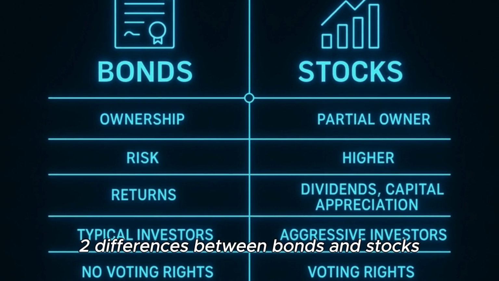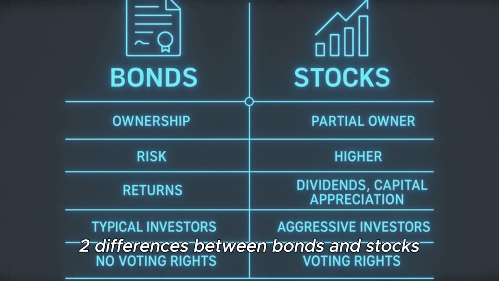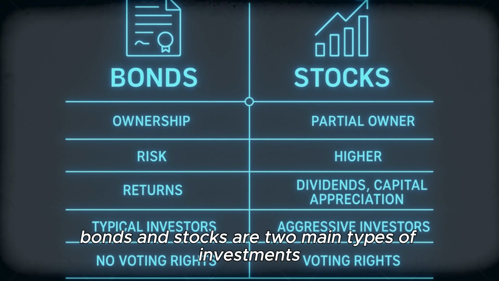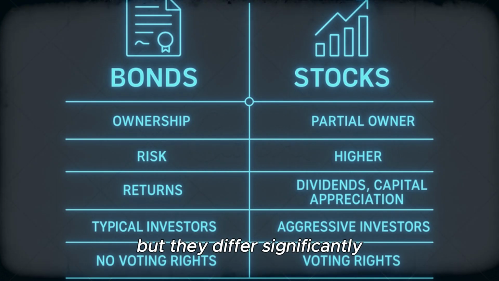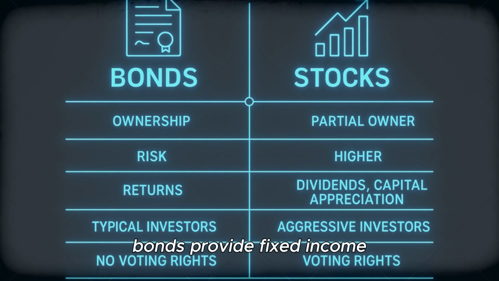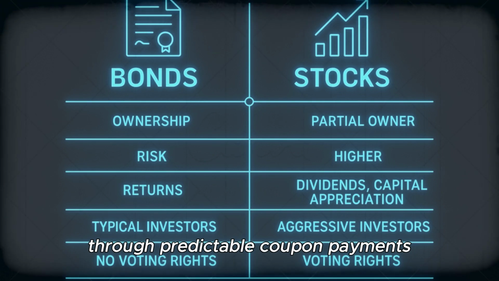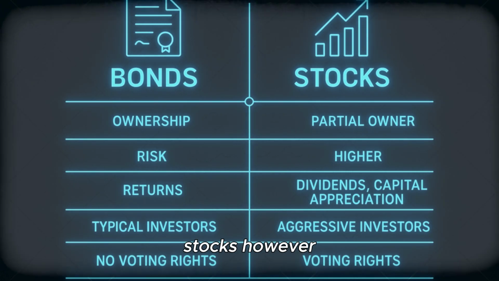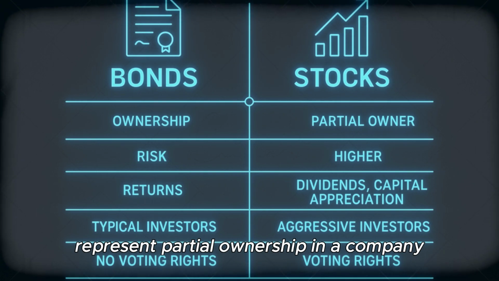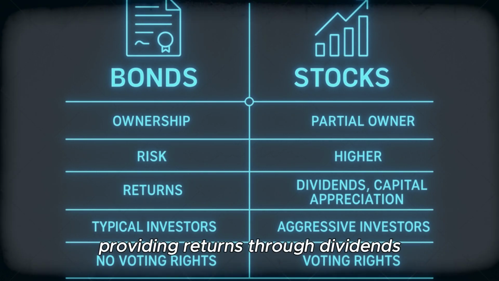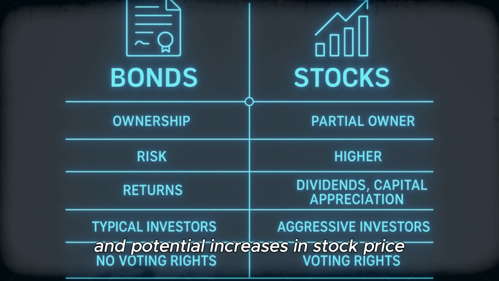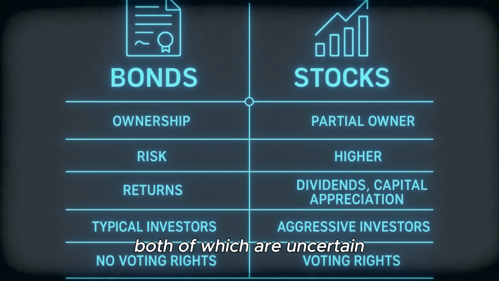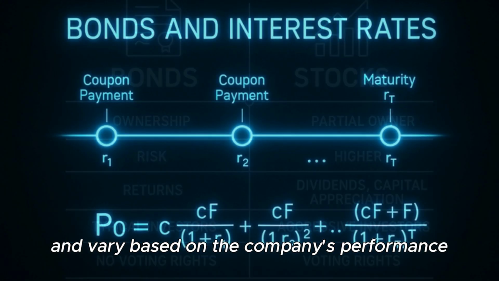2. Differences between bonds and stocks. Bonds and stocks are two main types of investments, but they differ significantly. Bonds provide fixed income through predictable coupon payments and repayment of the principal at maturity. Stocks, however, represent partial ownership in a company, providing returns through dividends and potential increases in stock price, both of which are uncertain and vary based on the company's performance.